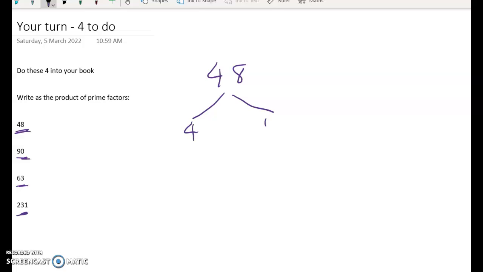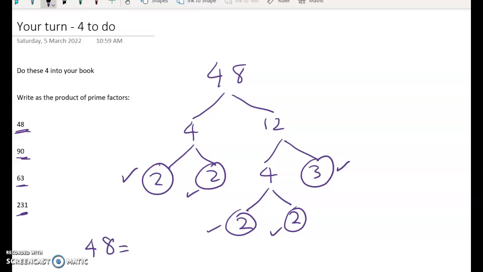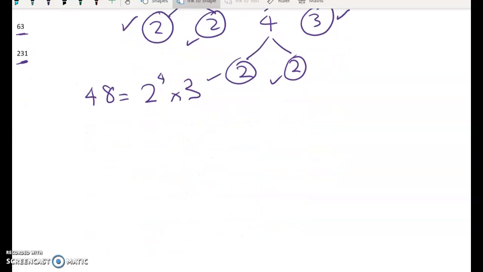48, 4 times 12. 4 is 2 times 2. 12 is 4 times 3. 2 is a prime. 2 is a prime. 4 is not a prime. 4 is 2 times 2. Circle tick, and 3 is a prime. So 48 is equal to 2 to the power of 4 times 3. So that's that one done.